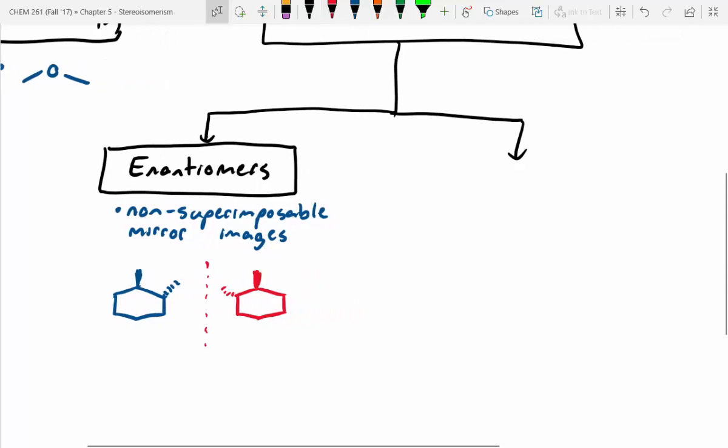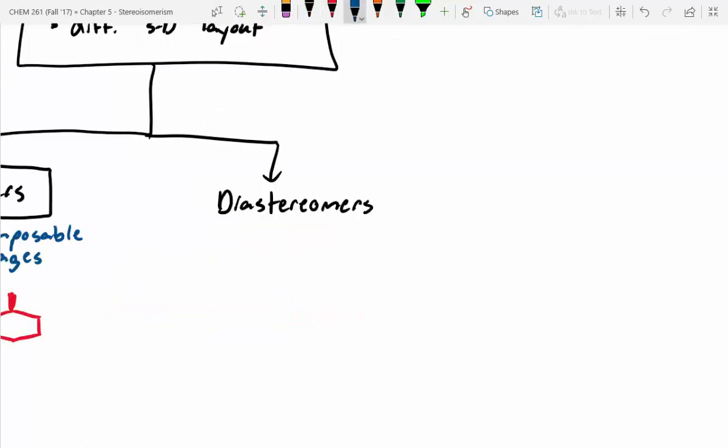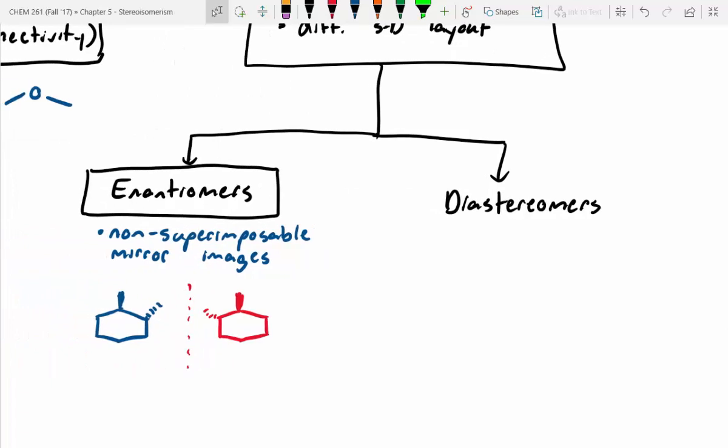I'm reading ahead. Diastereomers are different, all right? So the question is, how are enantiomers and diastereomers different from one another? Not quite. If you have a mirror image and it's superimposable, those are just identical molecules, right? So really the only difference between enantiomers and diastereomers is enantiomers are mirror images, diastereomers are not mirror images but have the same connectivity.